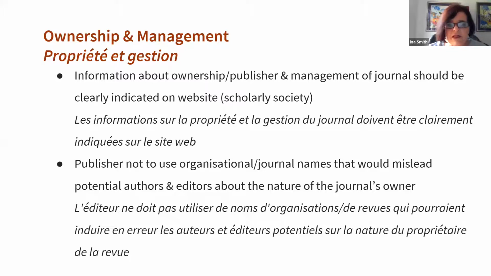Ownership and management should be clear on the website. Also, who is the publisher, who is the organization or the owner of this journal? If it's a scholarly society, acknowledge that scholarly society. If it's the university, acknowledge that university. And the publisher should also not use organizational or journal names that would mislead potential authors and editors about the nature of the journal's owner.